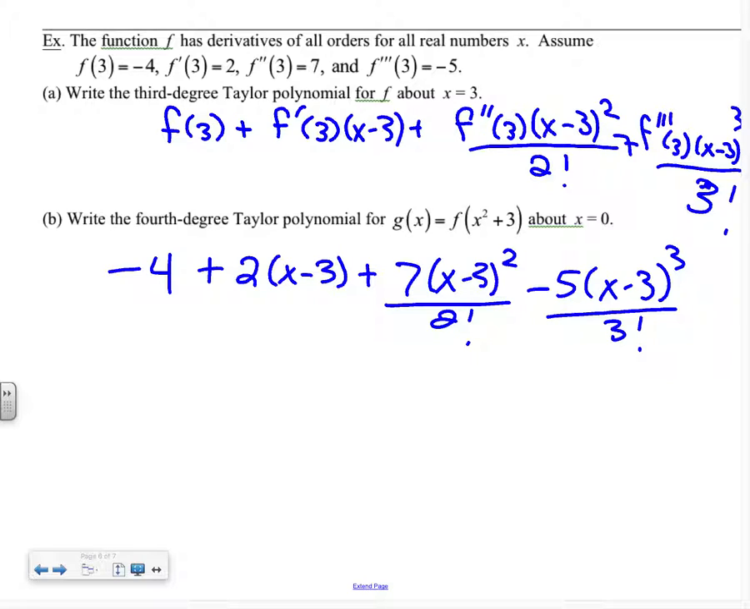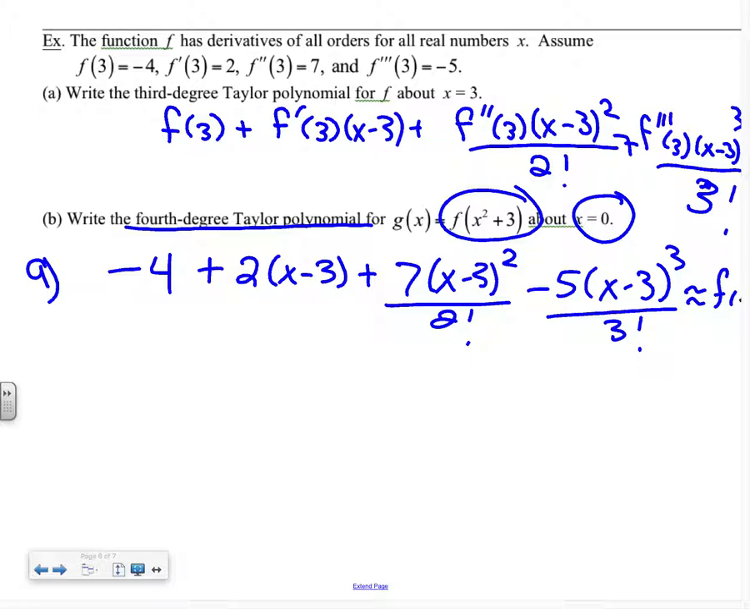Write a fourth degree polynomial for f of x squared plus 3 about x equals 0. This looks scary until you think about what it is. This is the approximation for f of x, right? So I want f of x squared plus 3. Everywhere I see x, I'm going to put x squared plus 3 and see what happens.